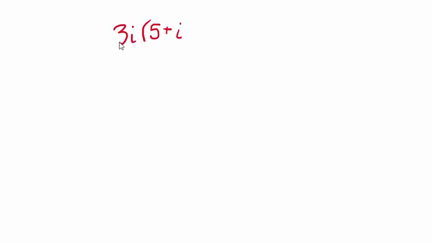Okay. So what you're going to do is imagine this was 3x times 5 plus x or something like that. You would distribute the 3i. So 3i times 5, and then 3i times i. All right. So 3i times 5 is just 15i. So again, you multiply it just like you would if it was an x. So that'd be 15i. And then 3i times i is 3, and this is where people will mess up, i squared. All right, so remember, i times i is i squared.